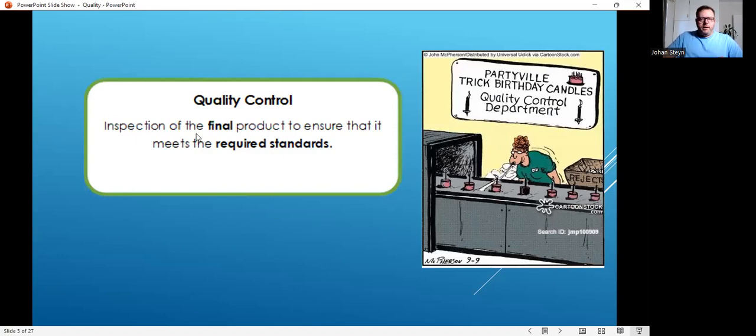Now, quality control, like it says in the definition, is the inspection of the final product to ensure that it meets the required standards. One thing you need to think of is these required standards. What and where do they come from? Because these standards, you can't make up along the line. All of these standards need to be set at the beginning. Before the product is made, these standards have to be set up and decided on before you can even start making the product. That means you need to understand where you are going with this.